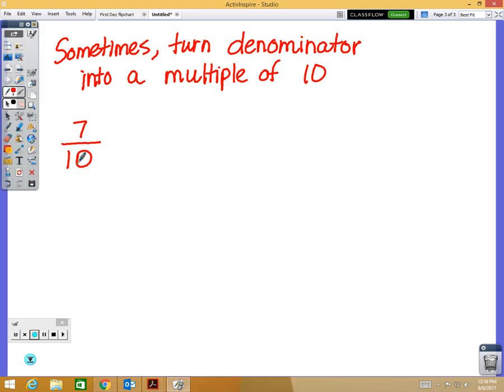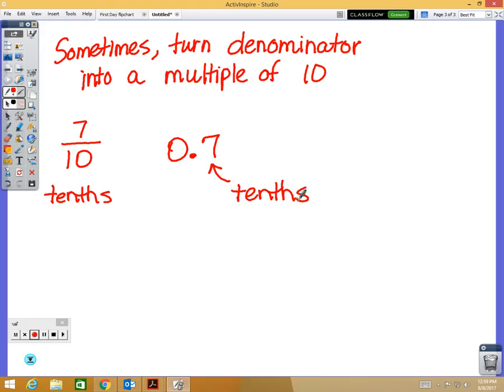So again, 7 tenths. Now when you're making a decimal number, that's what it would be as a decimal, because the one place after the decimal is the tenths place. You knew that, right? So 7/10 is the same thing as 0.7, because they're both in the tenths place.